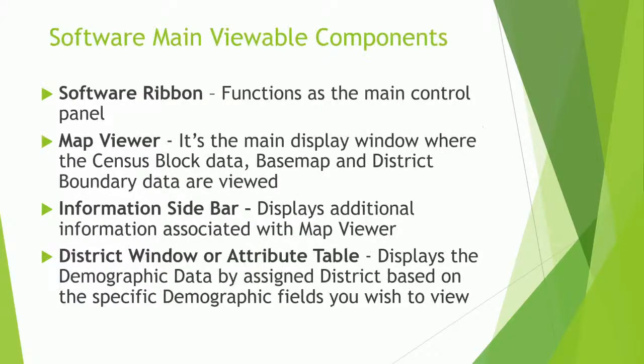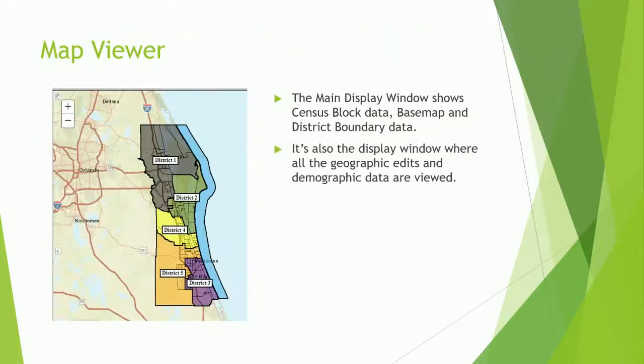There are four main components to the software. There's a software ribbon, which is the main control, a map viewer, which allows us to view the census data and district boundaries. There's an information sidebar that displays the digital information that ties directly with the map viewer. There's also an attribute table, which allows you to view the demographic census data based on the settings you choose to view. This is just a screenshot of the map viewer. This is where all the magic happens. When we do our editing on the district boundaries, this is primarily the viewer we're going to use.